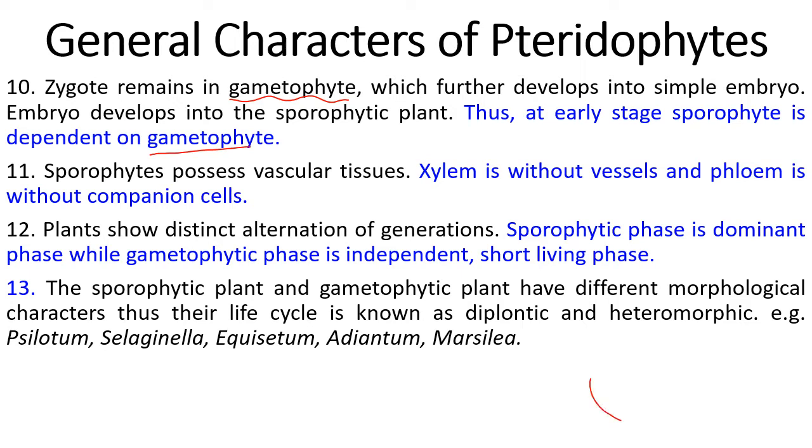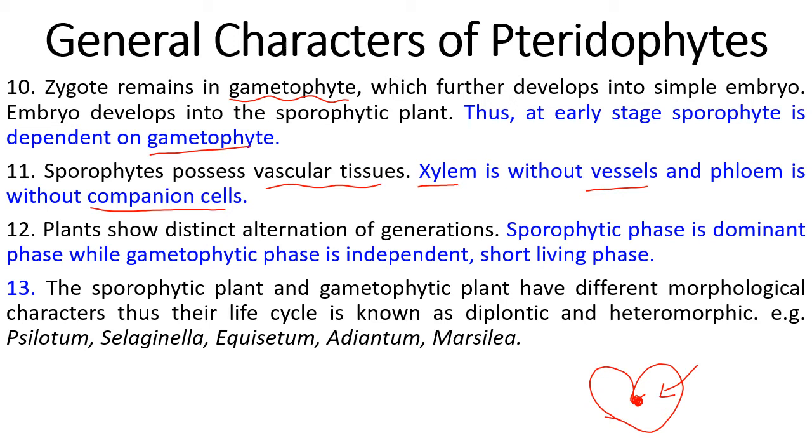So this kind of gametophyte is there, and somewhere here archegonia are there, and this sporophyte is developed here, and as it is present within the gametophyte, it is dependent. Sporophytes possess vascular tissue, that is, xylem without vessels and phloem without companion cells. We have seen the xylem and phloem diagram in a few of the previous slides.